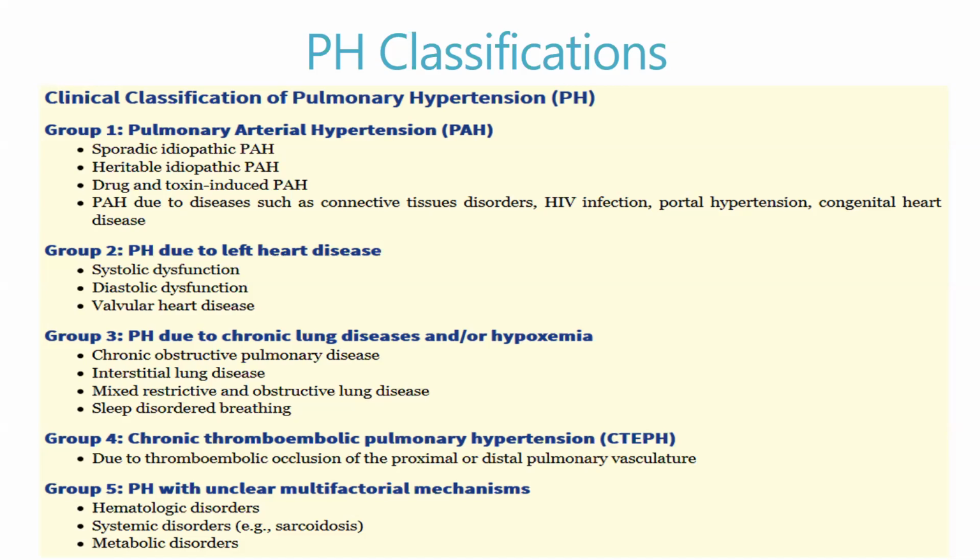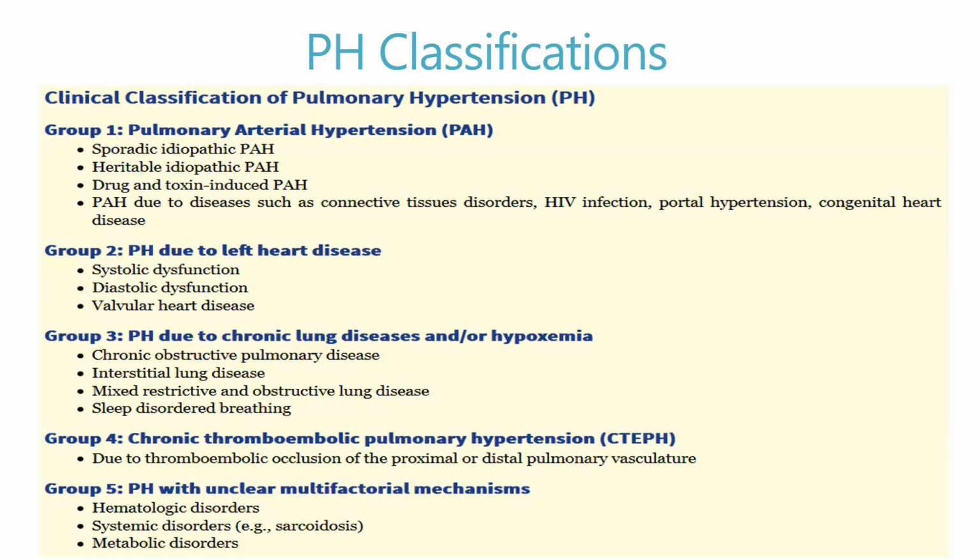Group 3 is the big one, and the one that I want you to pay the most attention to. Pulmonary hypertension is due to chronic lung diseases and/or hypoxemia. Chronic obstructive pulmonary disease. These folks' vasculature is very constricted. Their airway is constricted. Everything is constricted, obstructed. Interstitial lung diseases, mixed restrictive and obstructive lung disease, and sleep disordered breathing. Sleep apnea, that's what that means.